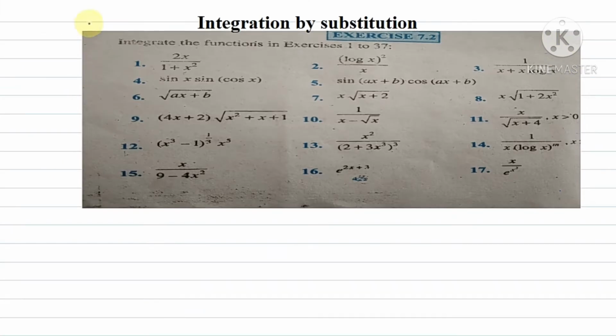Okay students, this is the NCERT 7.2 question. One by one I want to do these. First, I want to do the first problem. These are problems based on integration by substitution. So, 2x upon 1 plus x square. What we have to find out is the integration of 2x by 1 plus x square into dx.